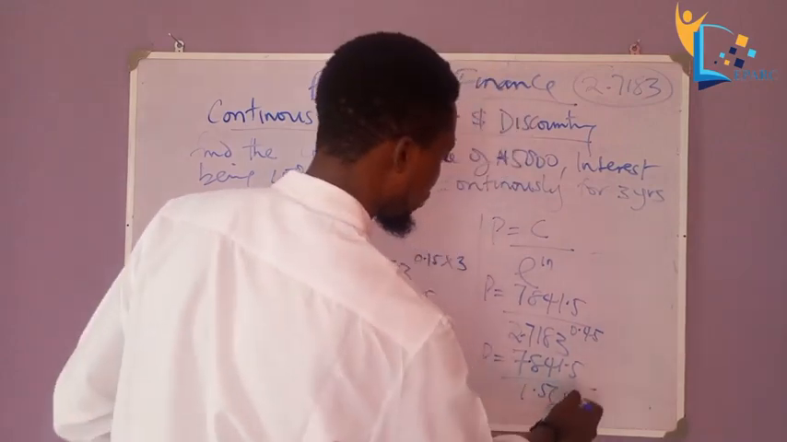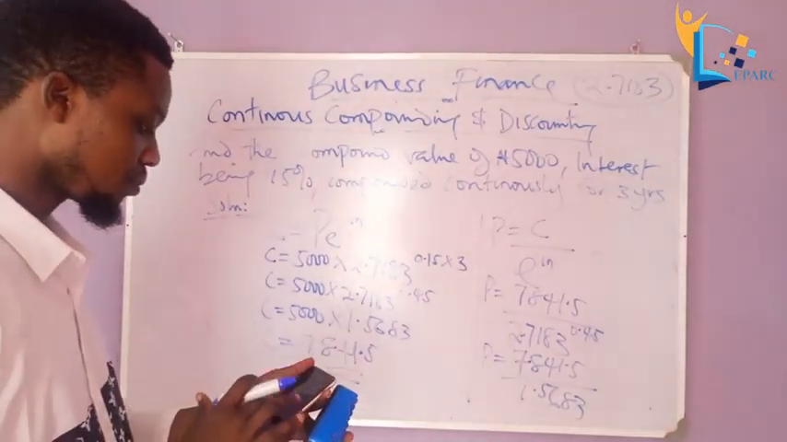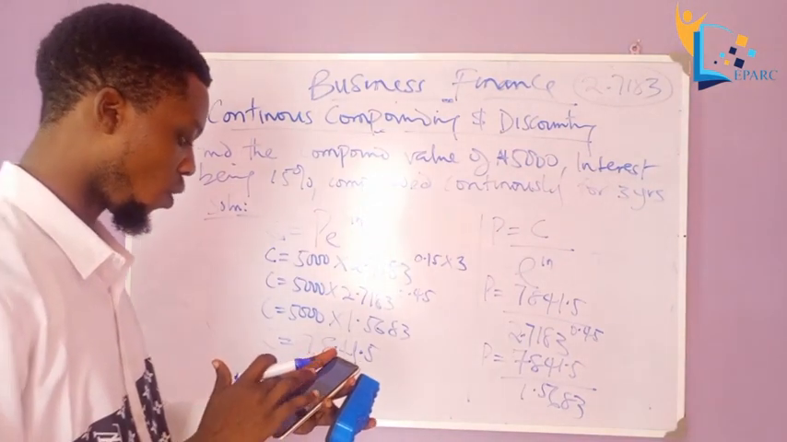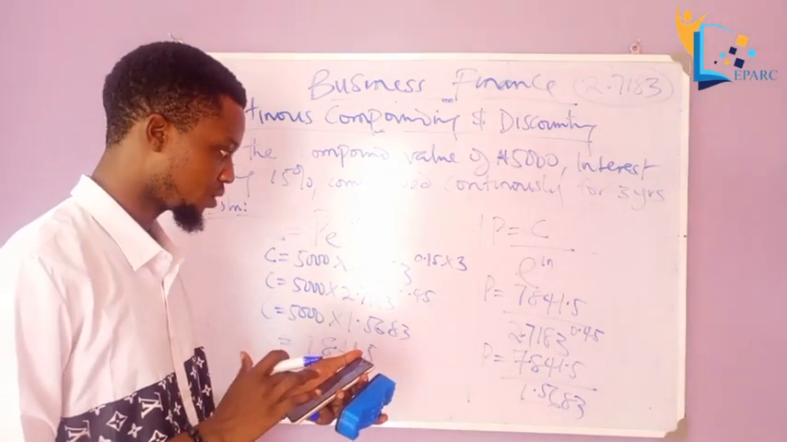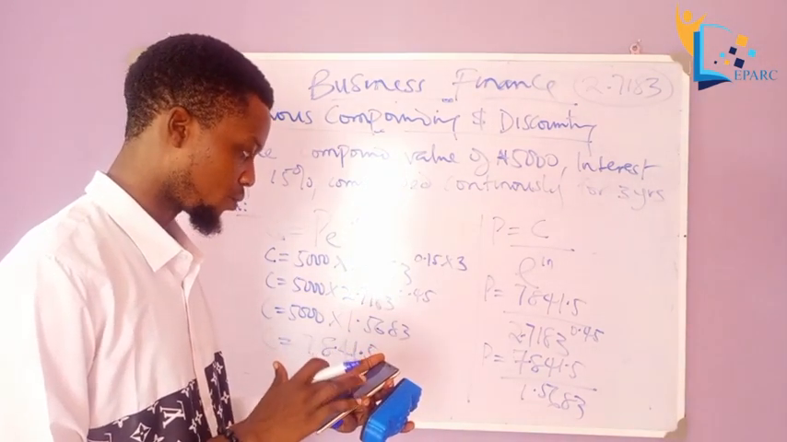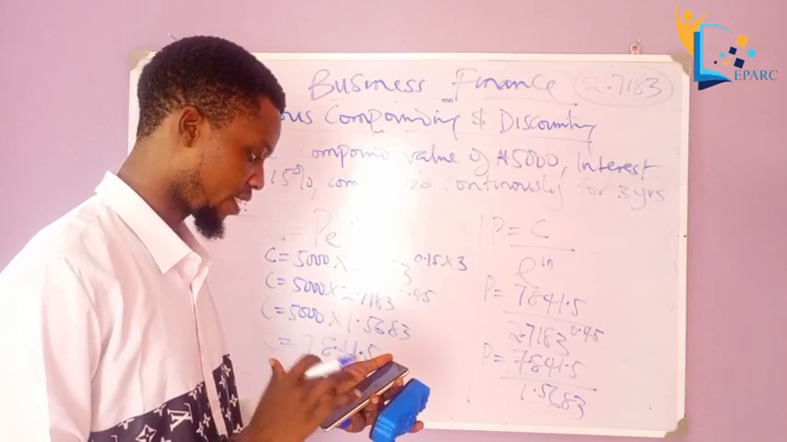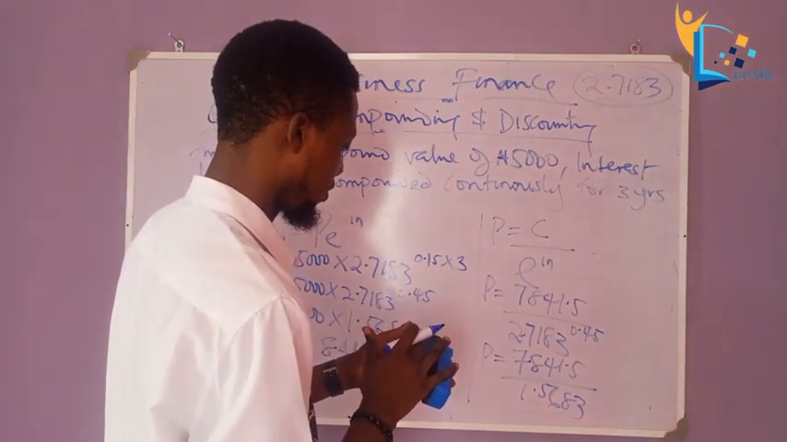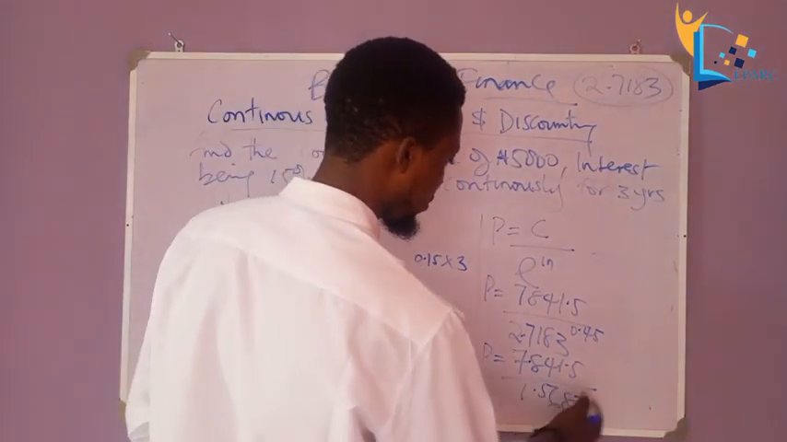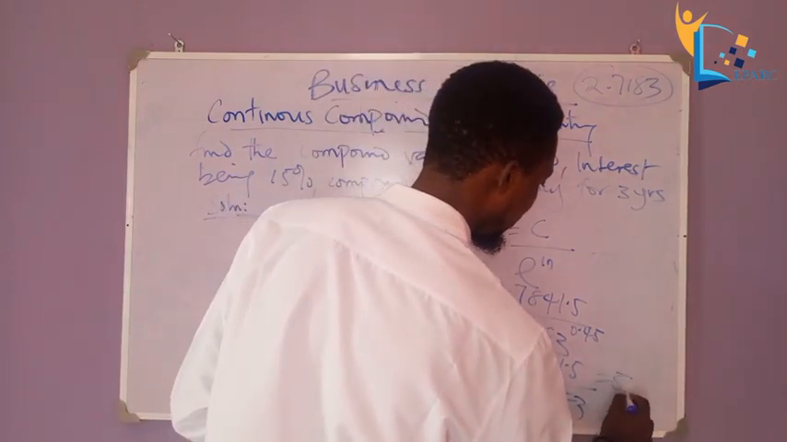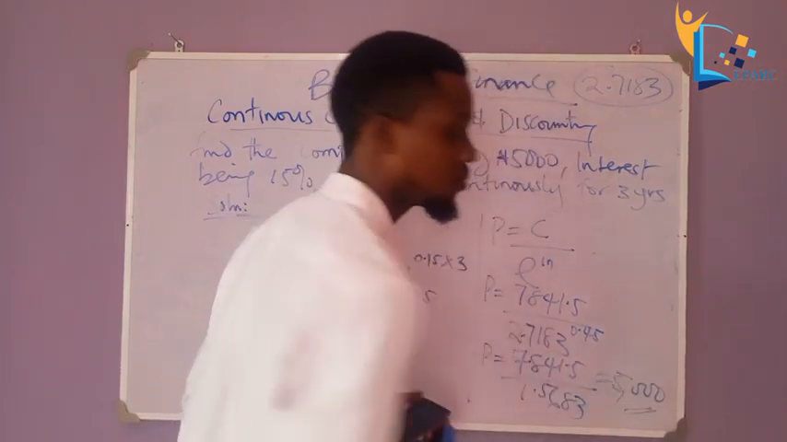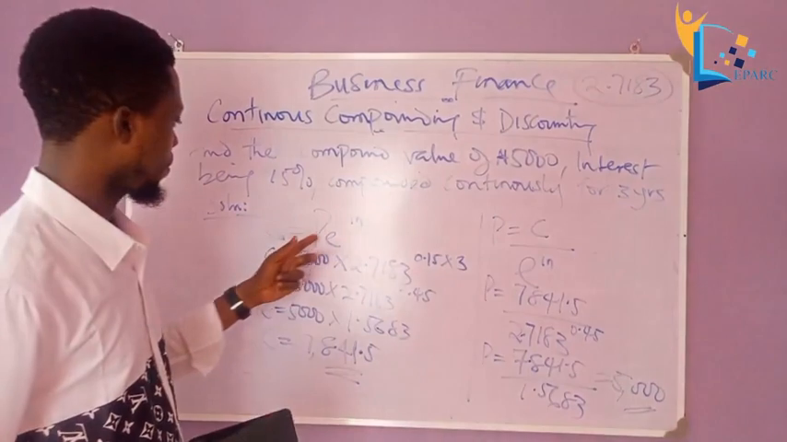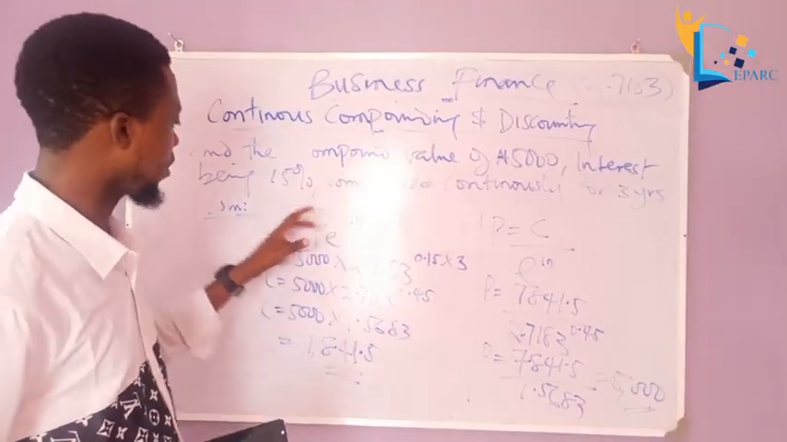So by the time we divide this by this, let's see, 7,841.5 divided by 1.5683. This divided by this is giving us 5,000 naira.